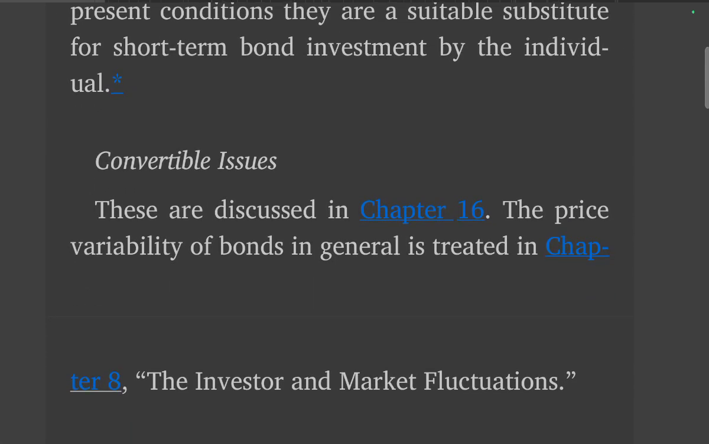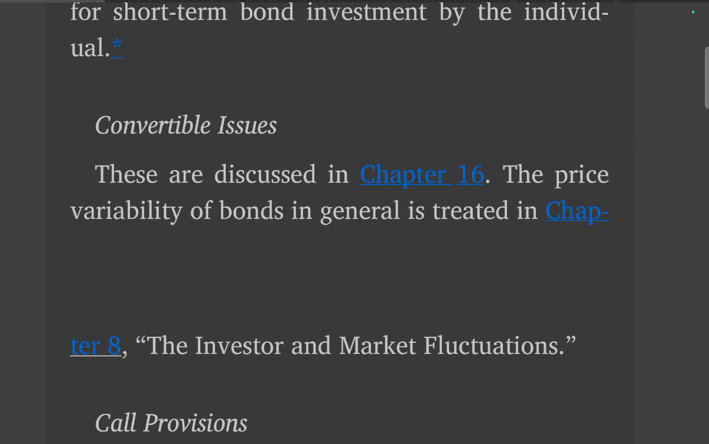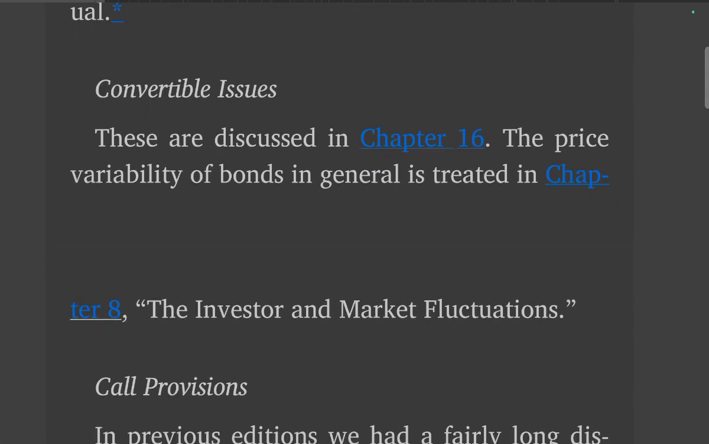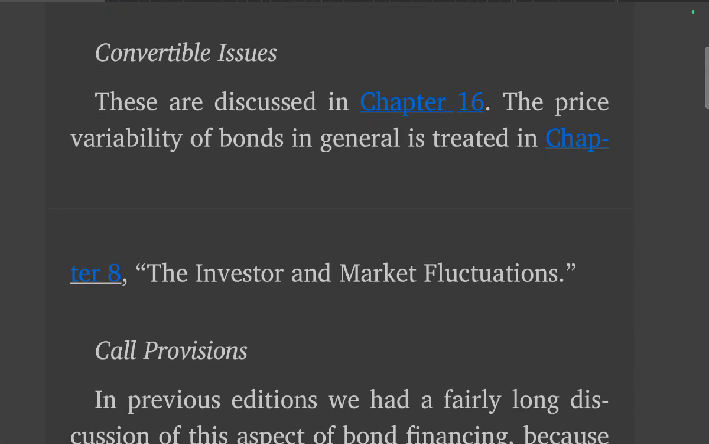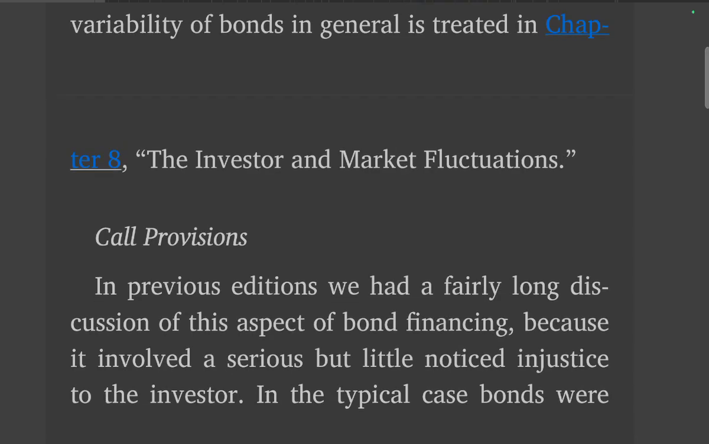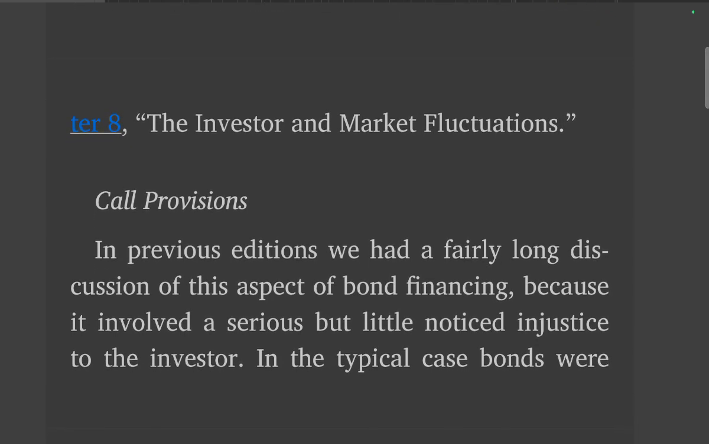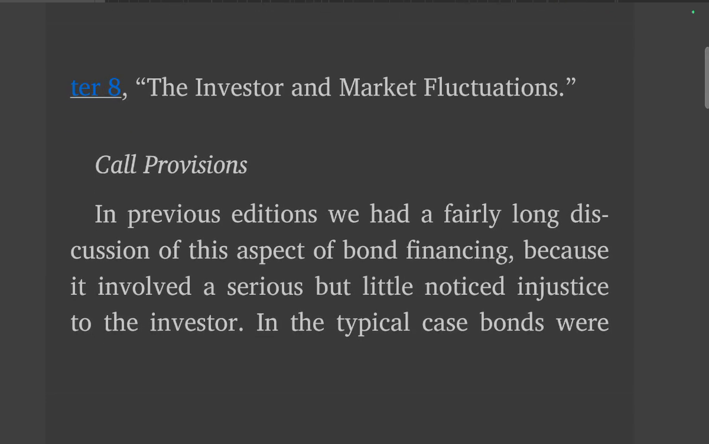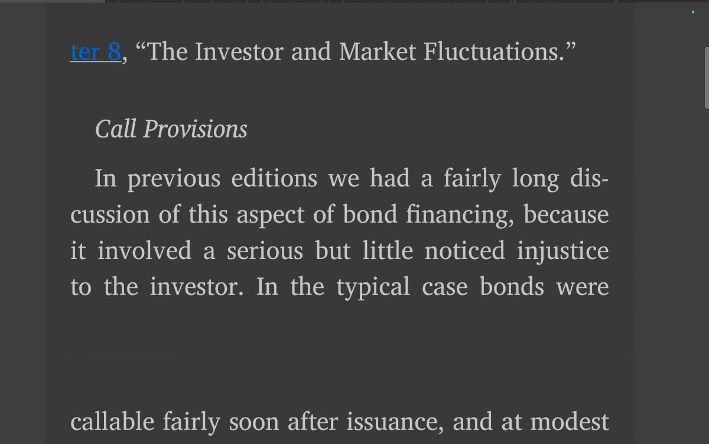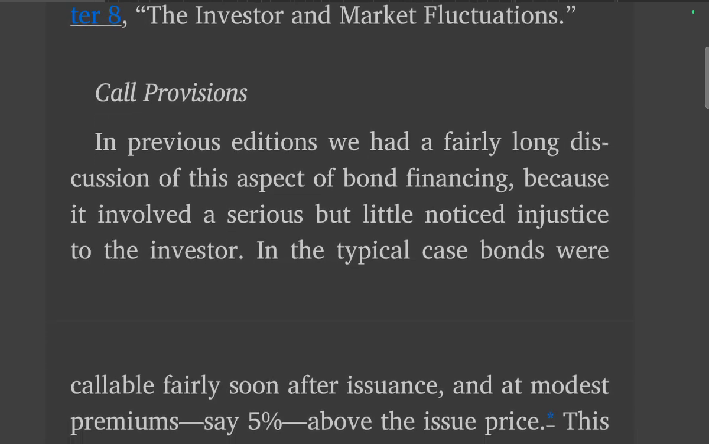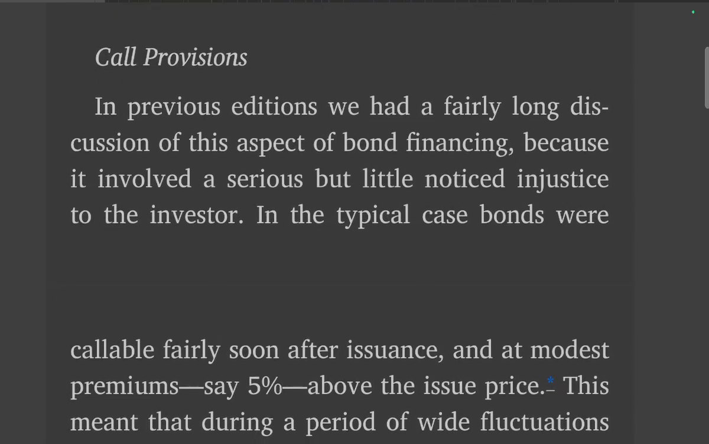Convertible issues. There is a discussion in chapter 16. The price variability of a bond is generally treated as the investor's and the market's fluctuation. Call provision. In previous editions, we had a fairly long discussion of the aspect of bond financing that becomes involved in a serious but little noticed injustice to the investors.